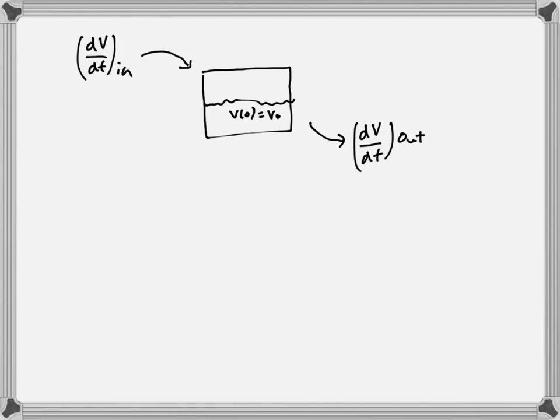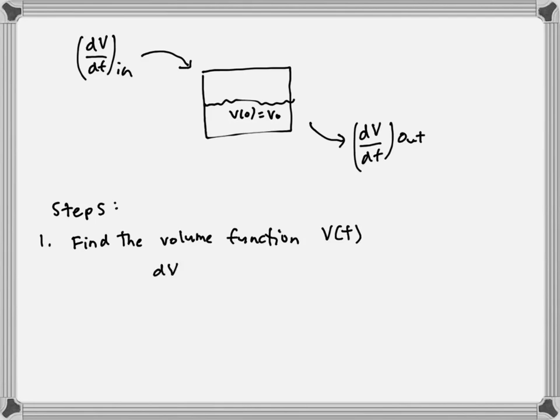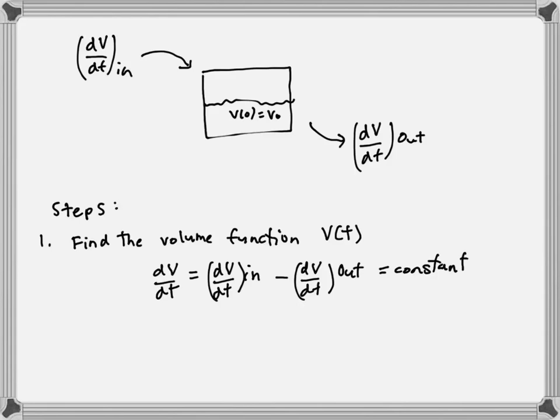Okay, so then what are the steps for solving a problem like this? As we write the steps, I'm going to be coming back and filling in this picture a little bit more. Okay, so step one. Step one, the first thing you want to do is find the volume function V of t. This should not be too difficult to do because dV dt is going to equal the dV dt coming in minus the dV dt going out. And this is going to be a constant. It's going to be some number. Okay? So once you get that dV dt, then you know what V of t is, right?